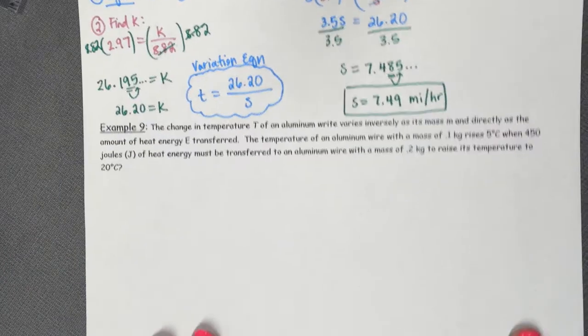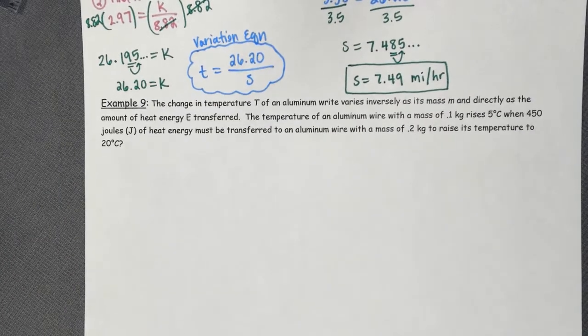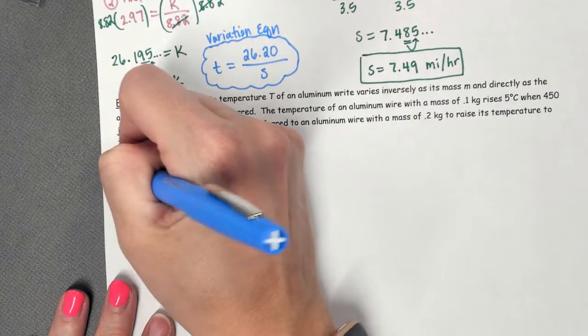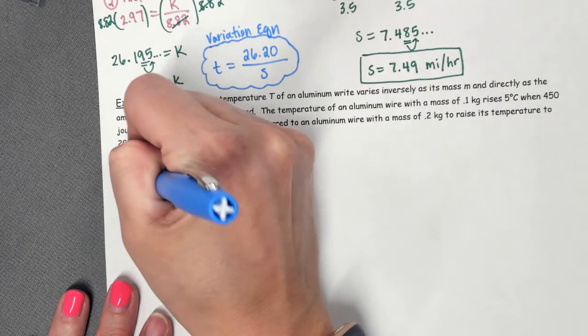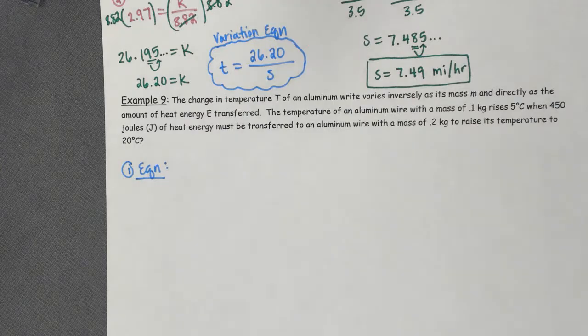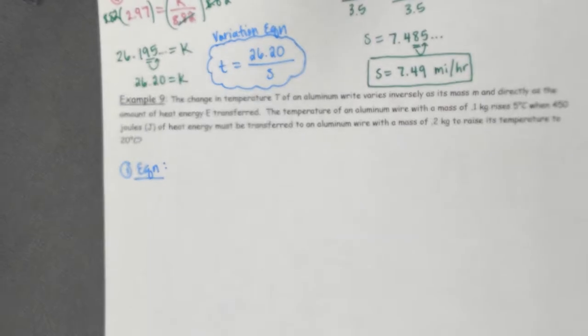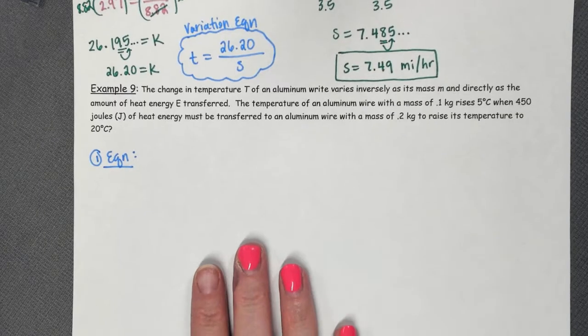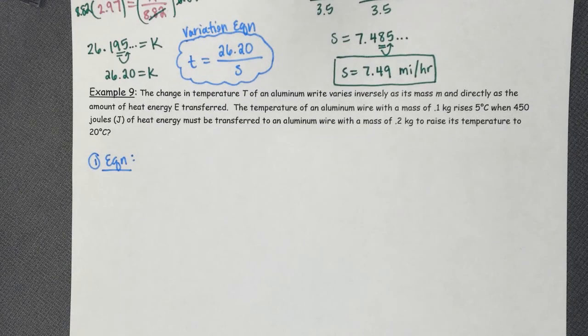Alright, now for number 9, I'm going to have you do the same thing where for step 1, I want you to write the equation. We are going to do the next step together because we aren't going to be rounding. We're going to be leaving our answer as an exact value. And I want to help you through some of that. Okay, so read through example 9, set up the equation, and then we'll check it.